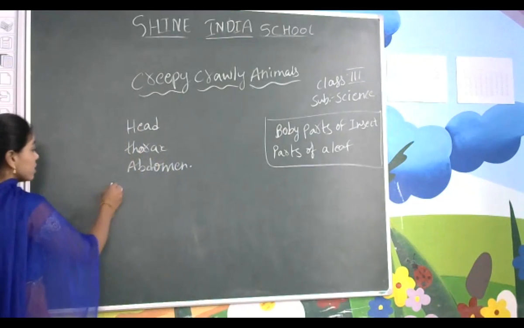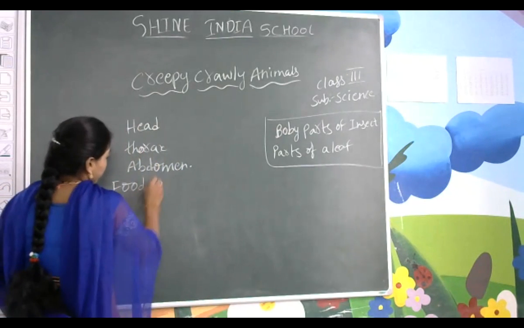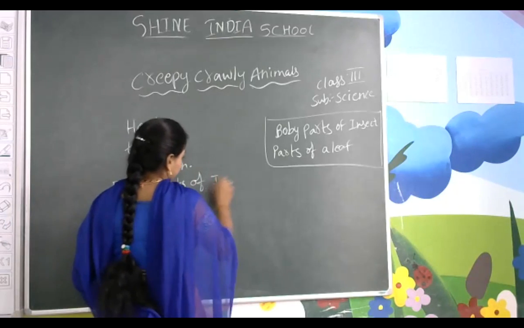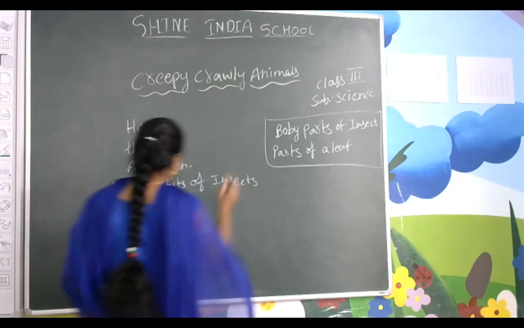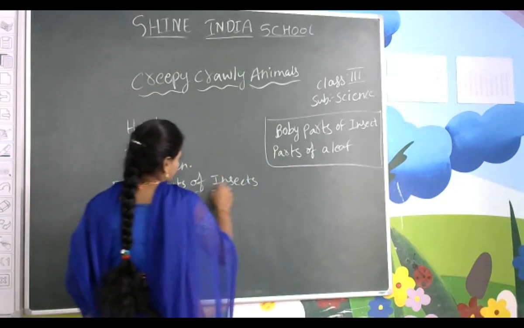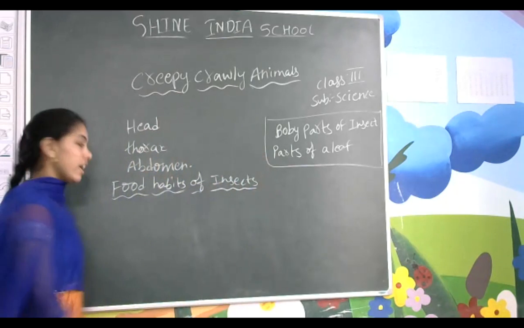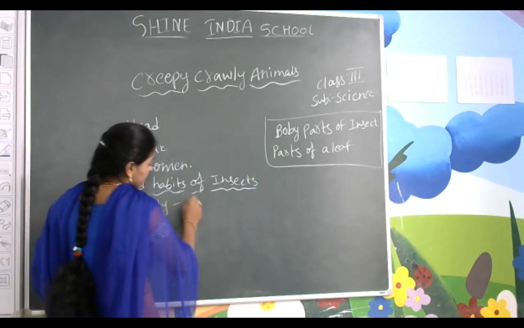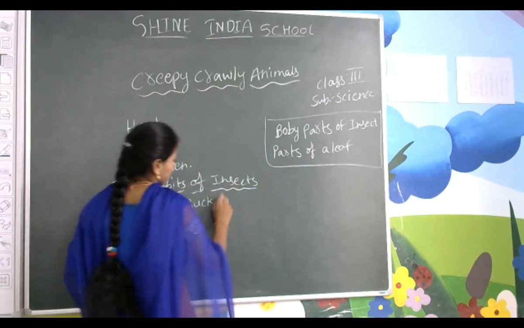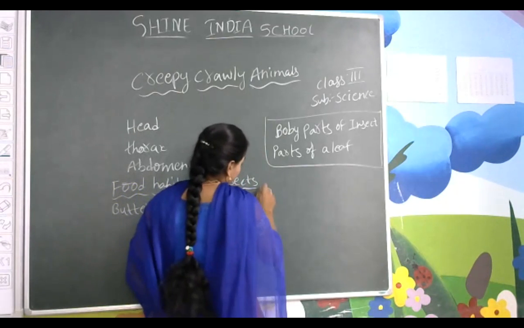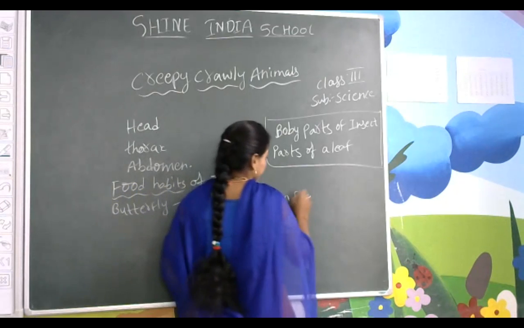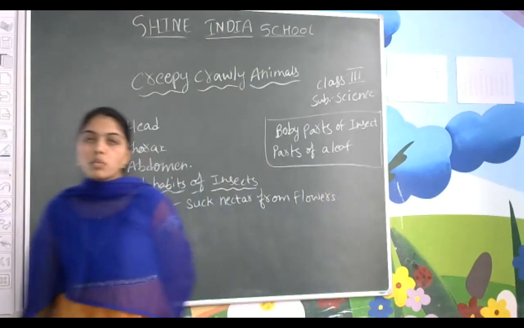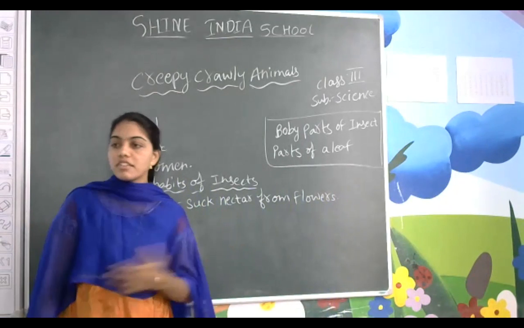Now we are going to look at the food habits of insects. Can you name some of the insects? Food habits of insects, like butterfly. Butterfly will suck nectar from flowers. Next, what you can see here, butterfly sucks nectar from the flowers.